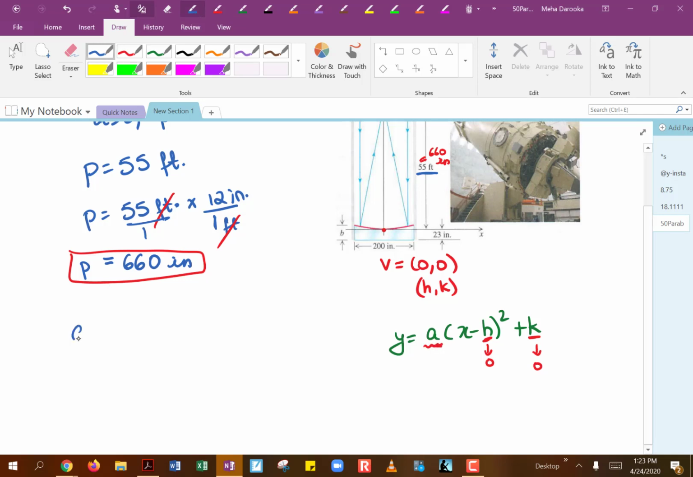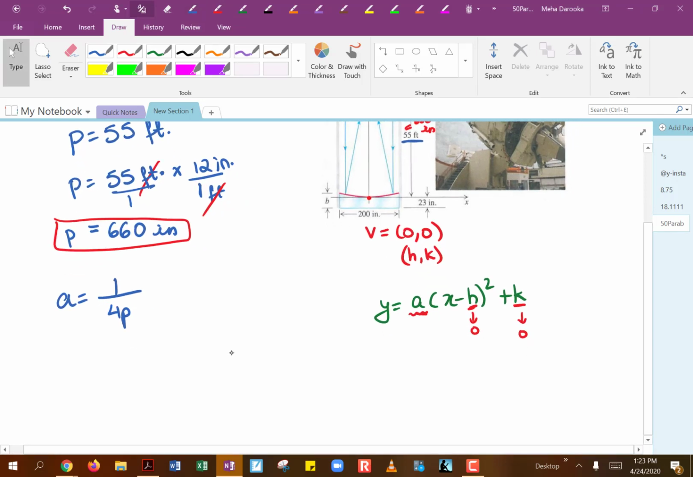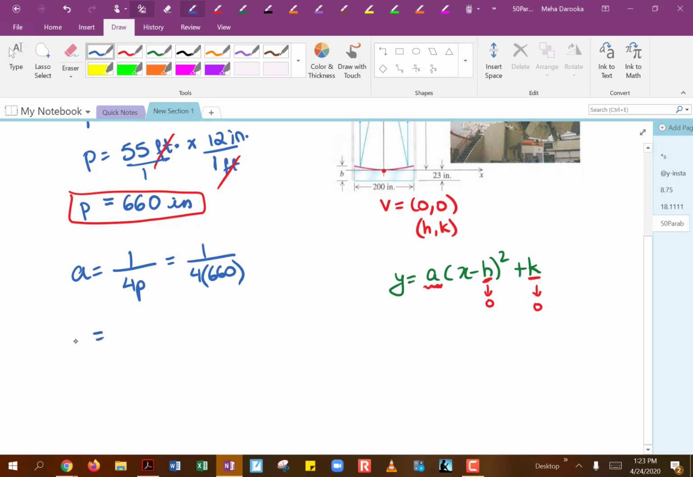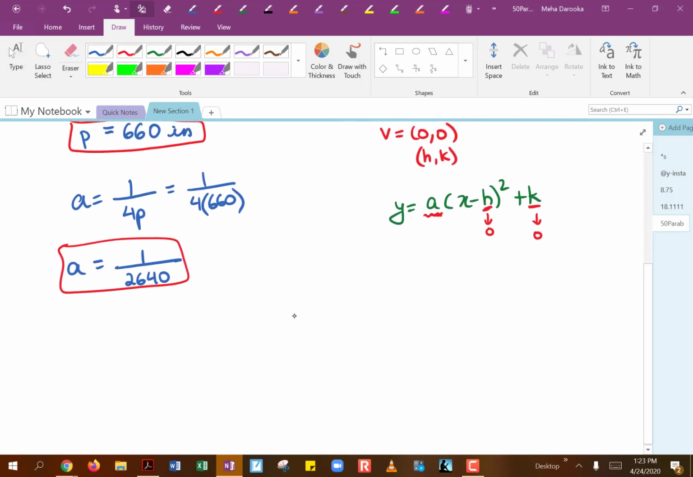And since we know the p value, we can use 1 divided by 4p to come up with the a value. So that would be 1 divided by 4 times, and of course we'll keep everything in inches, 660. You will end up getting 4 times 660 as 2,640. Okay? So if this is our a value, then let's see what the equation of our parabola will come out to be.